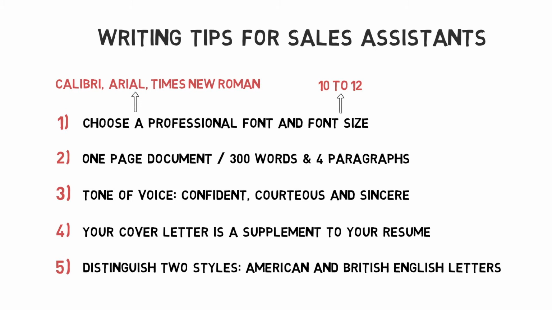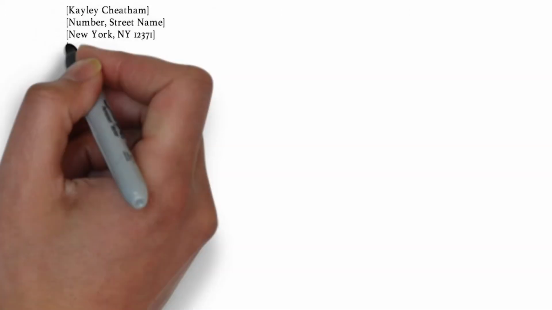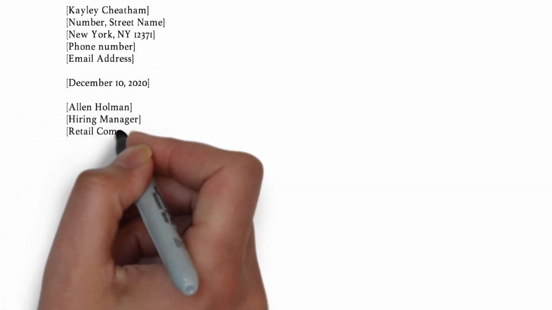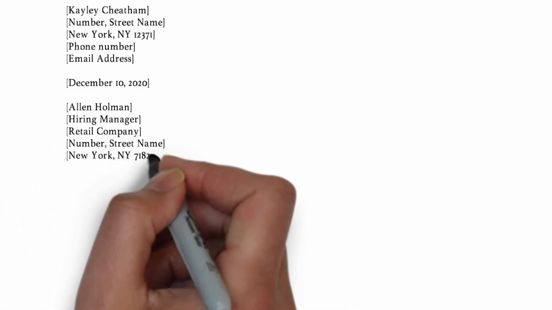Let's start writing the cover letter so I can also show you the differences between these 2 styles. First, you need to list your contact information on the left side. In between white lines underneath, we put the date and then the reader's name and position, followed by the retail company's information. As for the salutation, we write Dear Mr.